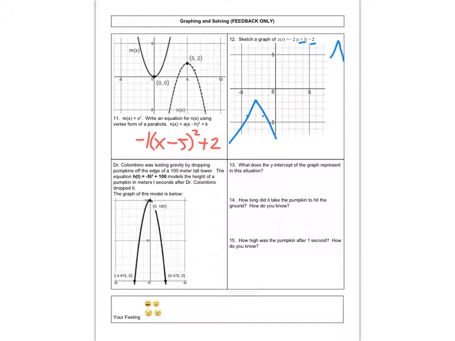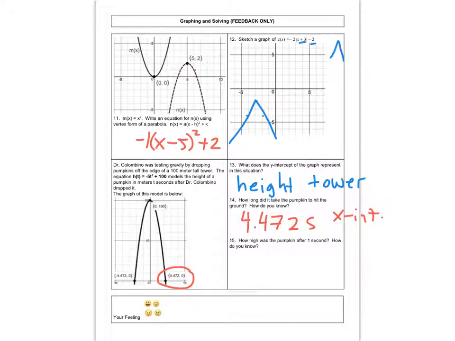For number 13, the y-intercept represents the height of the tower or of Dr. Colombino throwing this pumpkin. How long did it take the pumpkin to hit the ground? I'm going to look at my graph and identify the 0. That's an x-intercept question. 4.472 seconds. I call that an x-intercept.